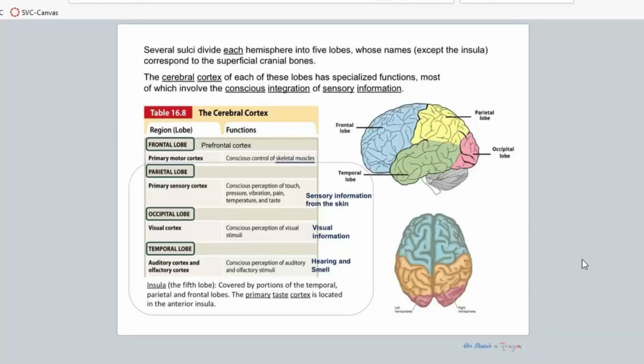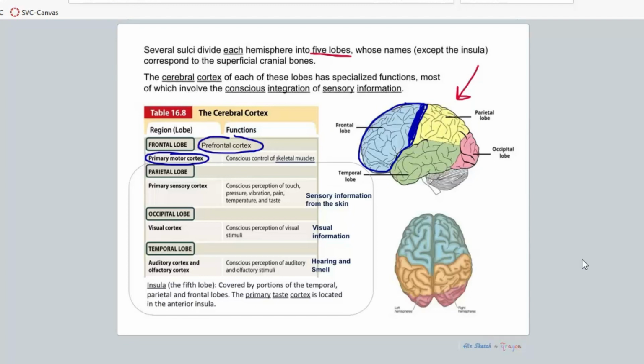Okay, so if we look at the cerebrum here and the cerebral cortex, we can divide each hemisphere into 5 lobes, and these lobes are all separated by sulci. And so up here we have the frontal lobe, and the frontal lobe has the prefrontal cortex that we talked about. It also has the primary motor cortex. That primary motor cortex is located right there, up on the precentral gyrus.